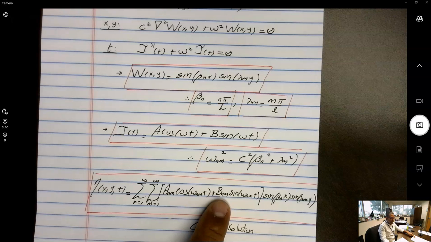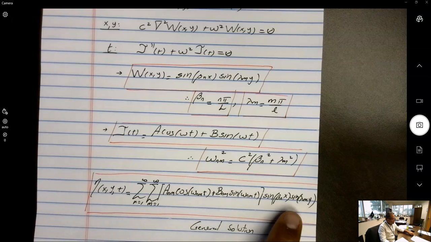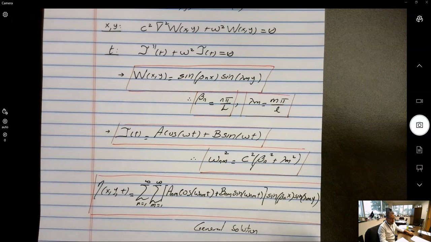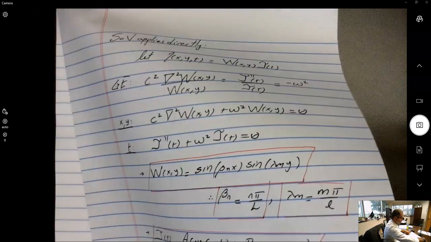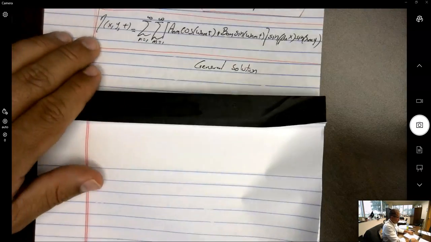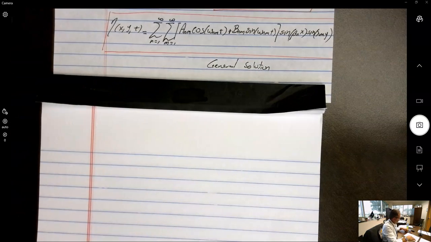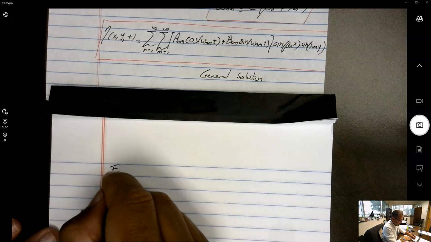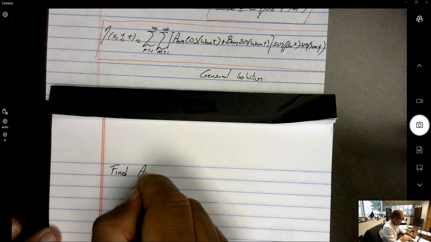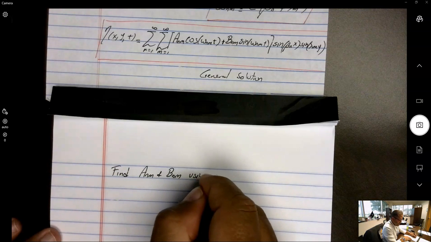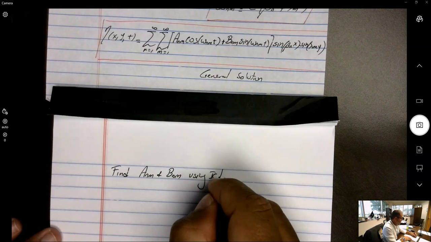Now, in order to find a_nm and b_nm, we have to use the orthogonality of the eigenfunctions. And those eigenfunctions are sine beta_n x and sine lambda_m y. All right, so we have to implement it to find a_nm and b_nm using the initial conditions.